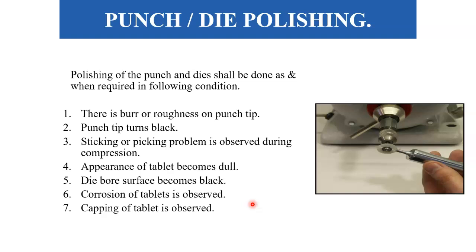Next point is punch and die polishing. So why is punch and die polishing required? Polishing of punches and dies shall be done as and when required in a failing condition. If there is a burr or roughness on the punch tip, turn black, sticking or picking problem is observed during compression, appearance of tablet becomes dull, die bore surface becomes black, corrosion of tablet is observed, capping of tablet is observed.